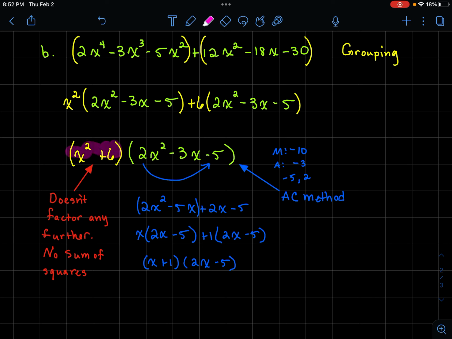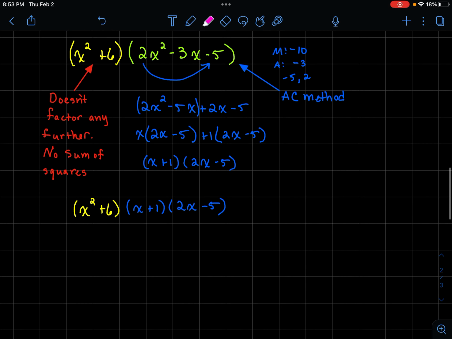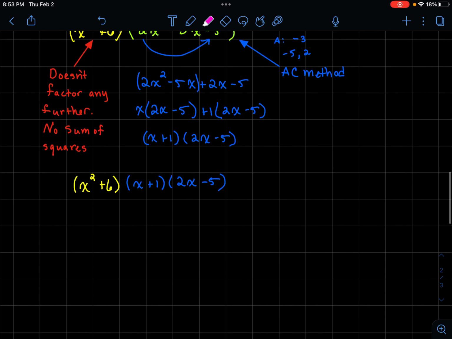These are the factors of this particular polynomial. But we also have that yellow factor that we had here. So we need to put all 3 of these together. The complete factored form of this example is x squared plus 6 times x plus 1 times 2x minus 5.